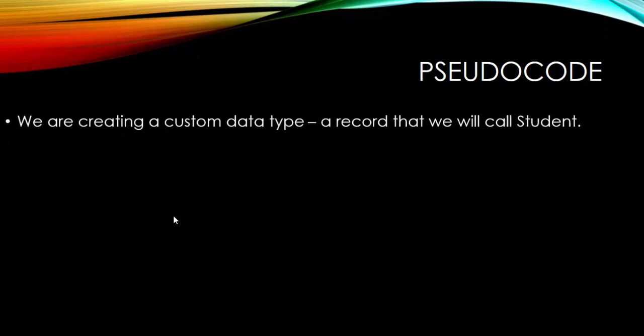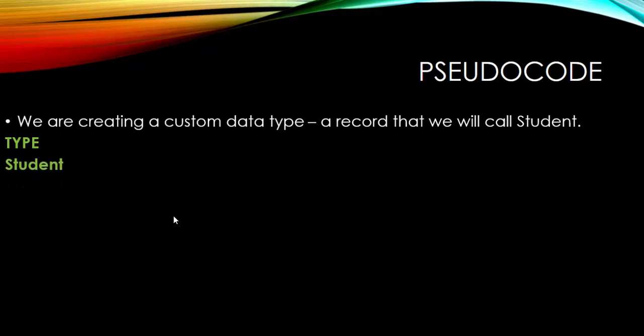So because we're creating a custom data type, we're creating a record that we are going to call student. It starts with the word TYPE. TYPE is a keyword, so it must be in all caps. The next part of our pseudocode says, okay, you're creating a custom data type, a record. What do you want to call it? We have to give it a name. We're going to call ours student.